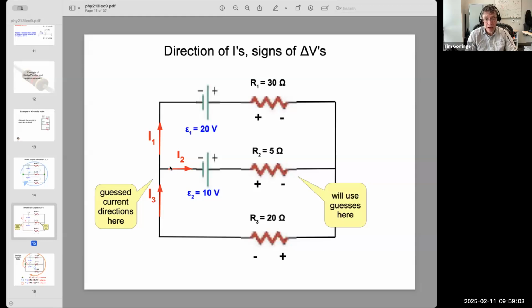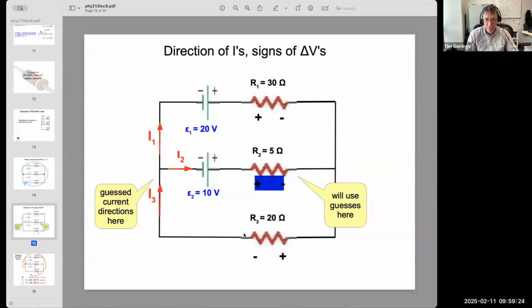The same thing with I2. I2 is also flowing from left to right. And so I know that through the resistor, I2 flows downhill. So it must be that the left-hand side of the resistor R2 is higher potential, the right-hand side is lower potential. So I also mark that with a plus and minus sign.